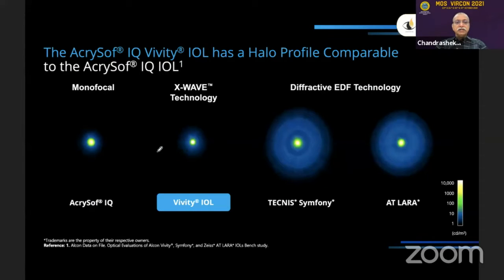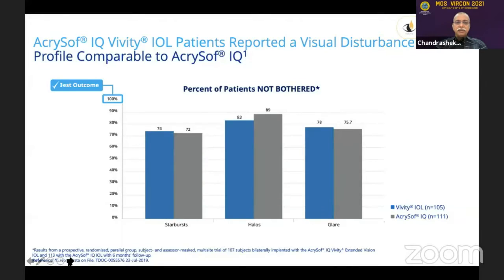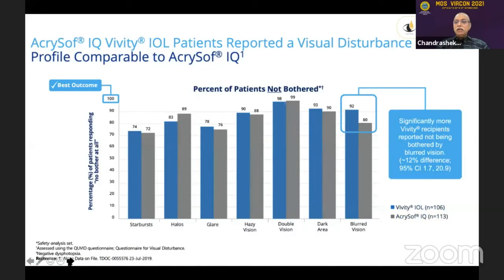Then you can see the profile of the lens over here. It hardly causes any photic phenomena at night, so the patient does not have that apprehension. The number of patients who are not bothered by photic phenomena is comparable to what we get with a monofocal lens like IQ. Similarly, in the last column here, significantly more Vivity recipients reported not being bothered by blurred vision.